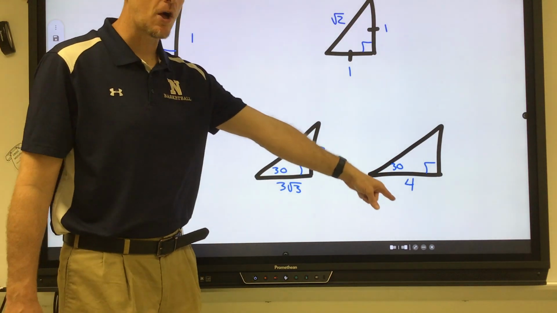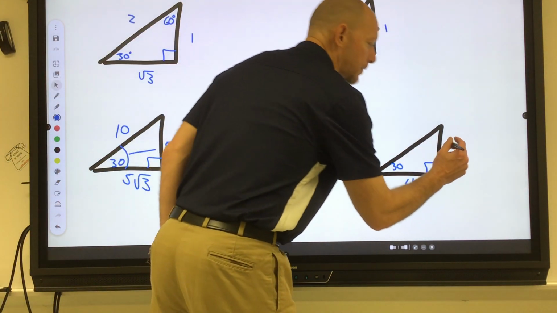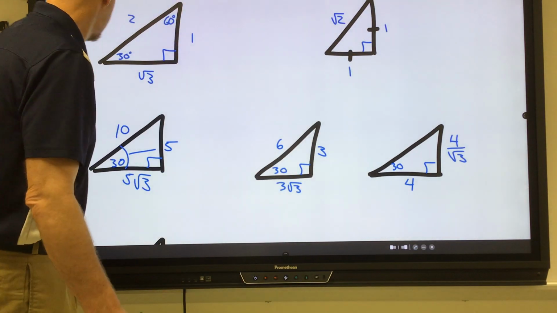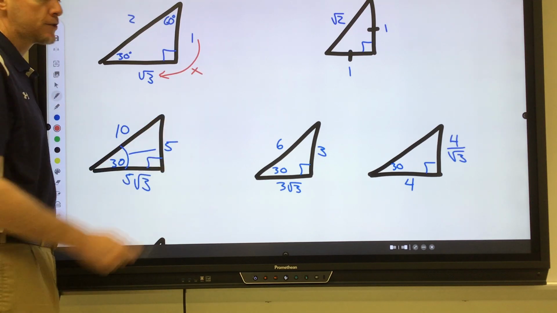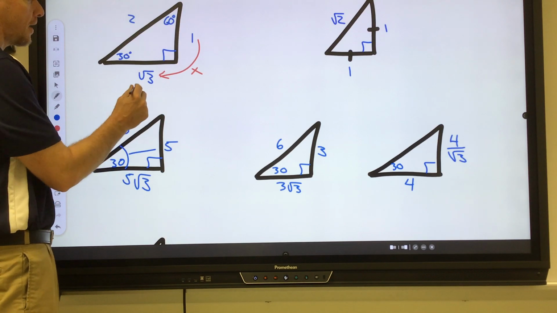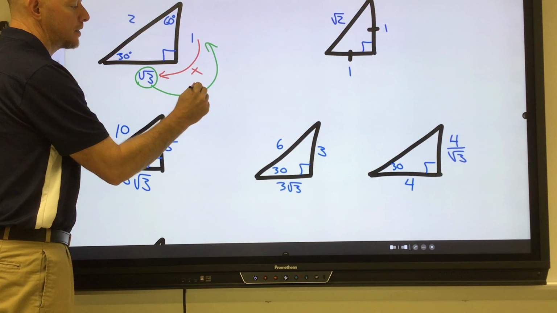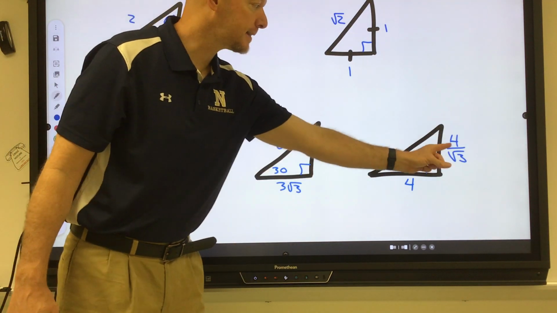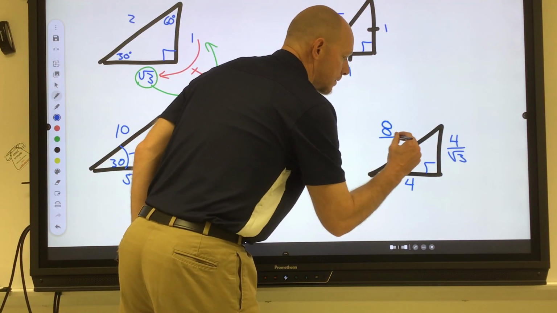If they give us the long leg, we still want to find that short leg first. And how we're going to do that is just take the long leg divided by the square root of 3. So again, if I were going in this direction, I would multiply. If I know the short leg, I multiply to get the long leg. However, if I know the long leg, I'm going to divide to find the short leg. I'm not done yet, but I have my essential value, and I'm just going to double that to find my hypotenuse.